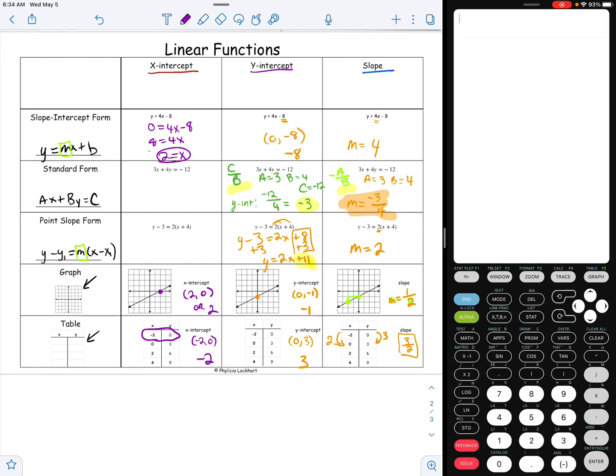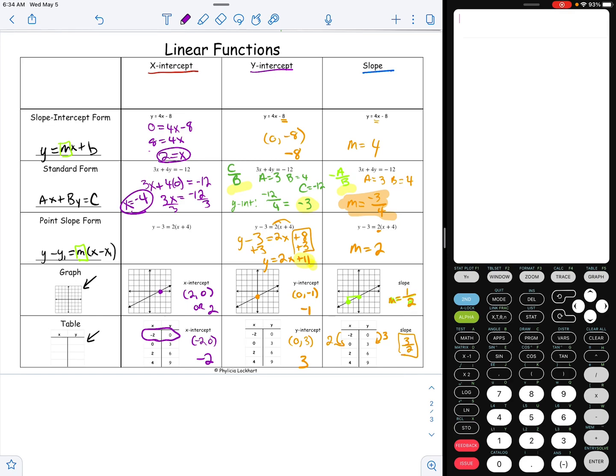All right, we're going to do the same thing here, right? We're going to make our y 0, so that's 4 times 0 equals negative 12, right? 4 times 0 is 0. 3x plus 0 is 3x, so this is 3x equals negative 12. Divide each side by 3, and x is equal to negative 4.